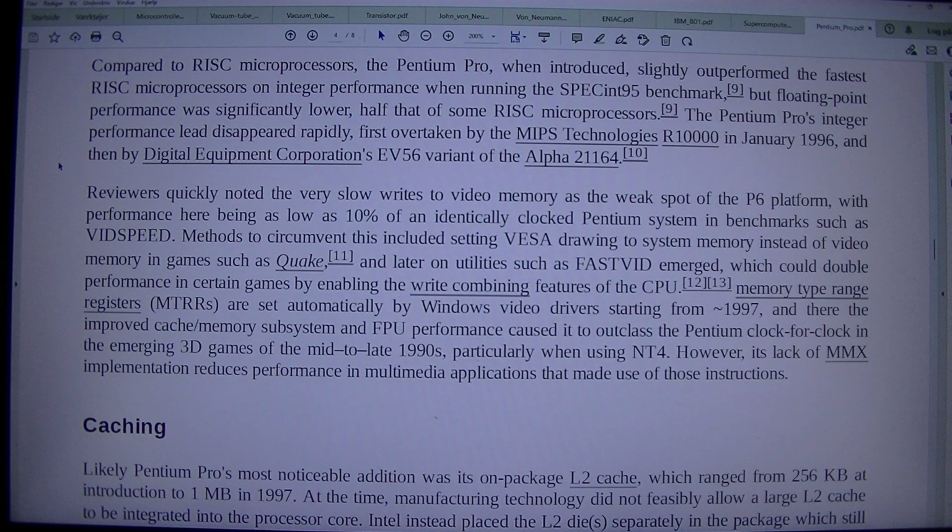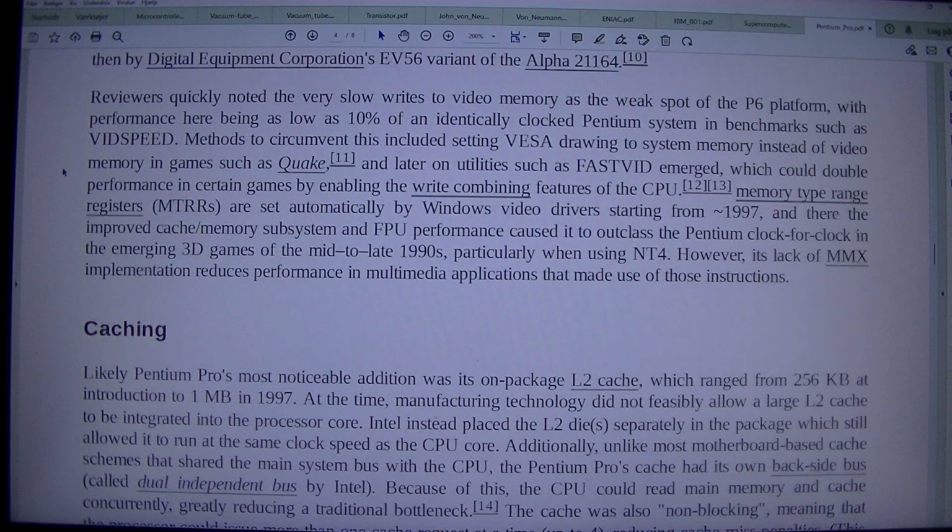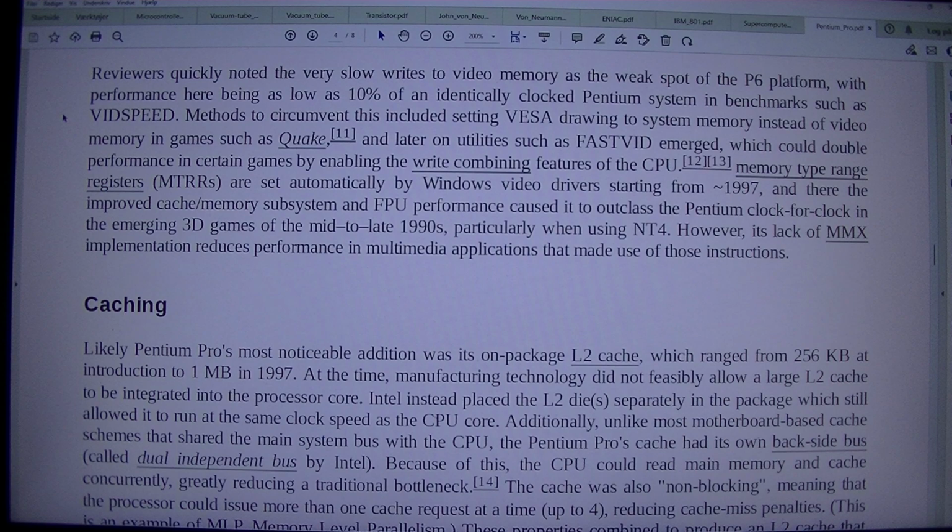21164. Reviewers quickly noted the very slow writes to video memory as the weak spot of the P6 platform, with performance here being as low as 10% of an identically clocked Pentium system in benchmarks such as VIDSPEED. Methods to circumvent this included setting VESA drawing to system memory instead of video memory in games such as Quake II, and later on utilities such as FastVid emerged, which could double performance in certain games by enabling the right write combining features of the CPU.